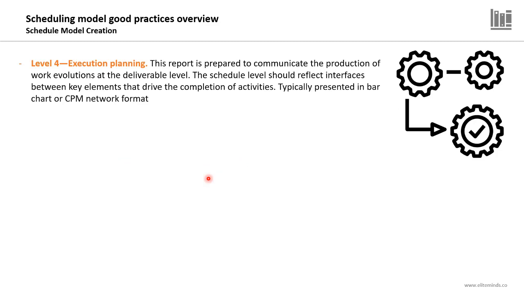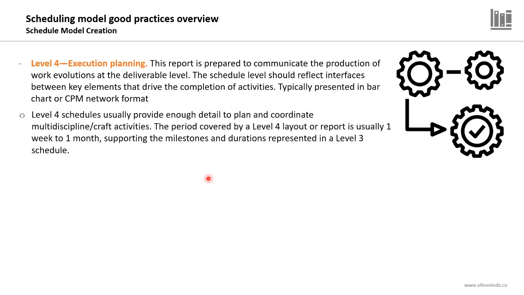Level 4, or execution planning. This report is prepared to communicate the production of work evolutions at the deliverable level. The schedule level should reflect interfaces between key elements that drive the completion of activities, and typically level 4 execution planning is represented as a bar chart or as a network diagram. Level 4 schedules usually provide enough detail to plan and coordinate multidiscipline or craft activities. The period covered in this level will be between 1 week and 1 month, supporting the milestones and durations represented in the level 3 schedule.